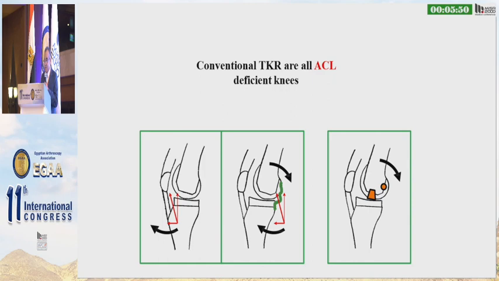We should agree that all total knee replacements are ACL deficient knees. We should agree on this. And because we are talking here in a society of arthroscopy, we know about the ACL. And usually the tibia translates forward and the femoral condyle translates backward.